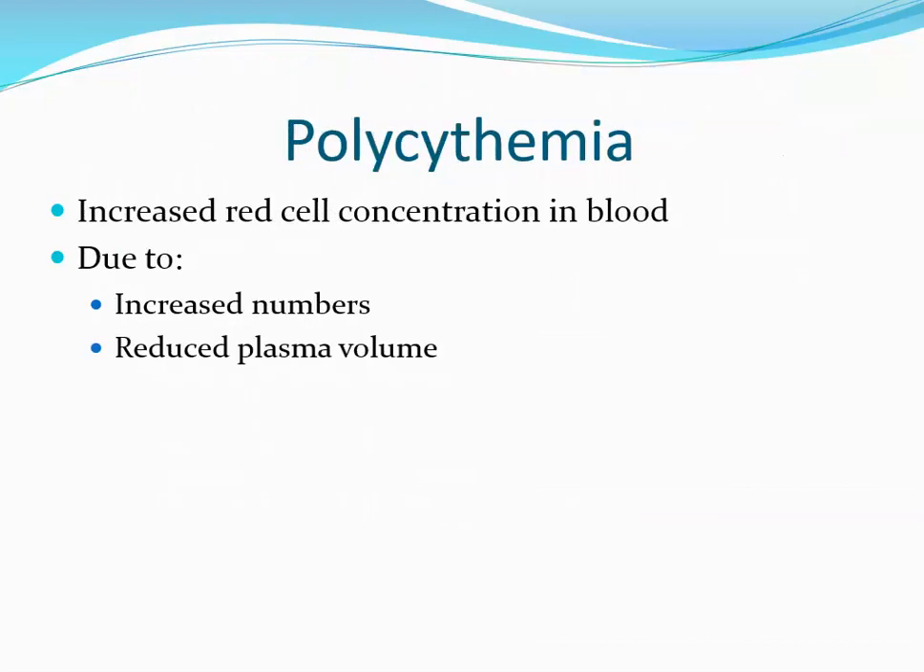Now we're going to shift into looking at some of the other problems. We covered anemia, which is a low red cell count. Now we're going to shift into polycythemia, which is an increased red cell concentration in the blood. This could be due to one of two things. It could be due to an increase in the actual numbers of red blood cells. This is known as an absolute condition because it absolutely is due to too many red blood cells. Or this could be the result of a reduced plasma volume. Here the red cell numbers are normal, but they appear to be elevated because there's less overall volume. This is known as a relative condition.